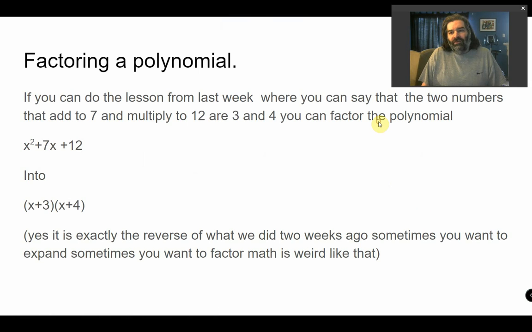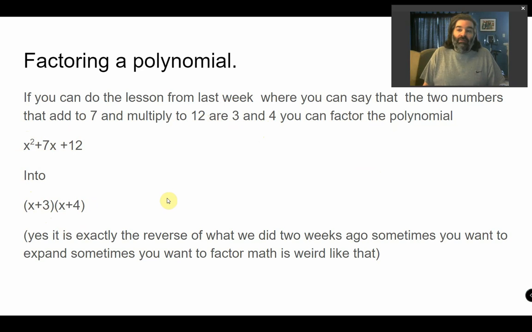It's the reverse of what we did before. So if you can do the lesson from last week, you can do this, okay? If you can say the two numbers that add to 7 and multiply to 12 are 3 and 4, you can factor this polynomial in expanded or standard form into its factored form. So yeah, it is exactly the reverse of what we did last week.